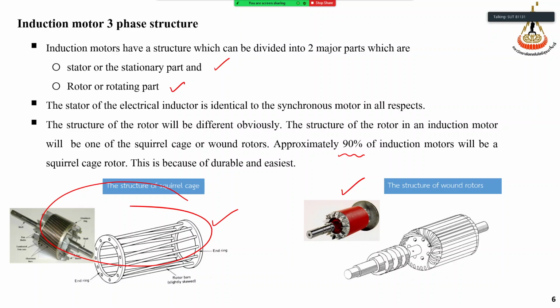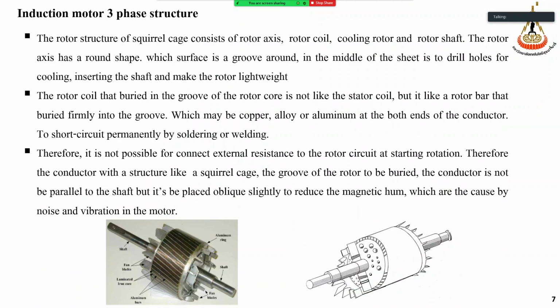This type of motor is very popular and widely used in industry because it is durable, simple, and easy to use. The rotor structure of a squirrel cage motor consists of the rotor axis, the rotor coil, and cooling. Here is the cooling part, the fan brace, for cooling. Sometimes the motor will have a fan connected to the shaft itself, for ventilation.